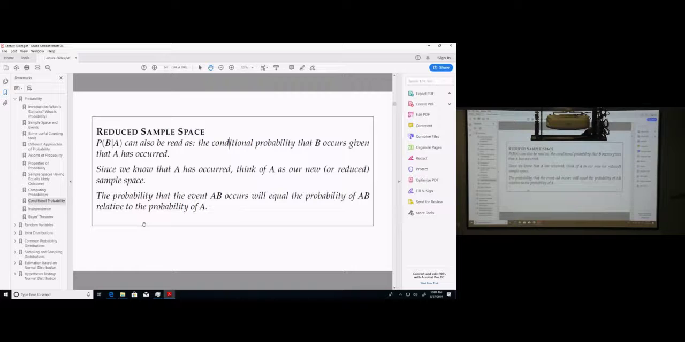If you write it down precisely like this, then the chance of making a mistake in the denominator will be minimized. Okay, and the argument is this: since we know that A has occurred, think of A as our new sample space. Originally the sample space is all possible outcomes of an experiment. Now, because you know that A has already occurred, you can reduce your possible outcomes. And this is one possibility to think of it this way.